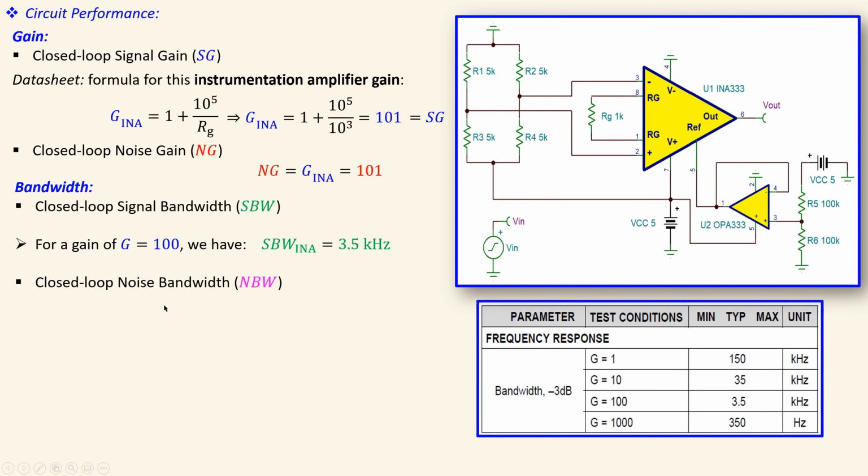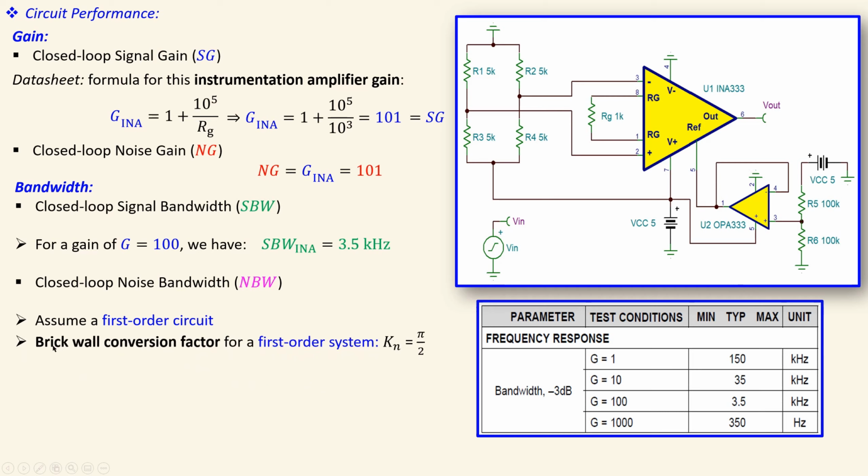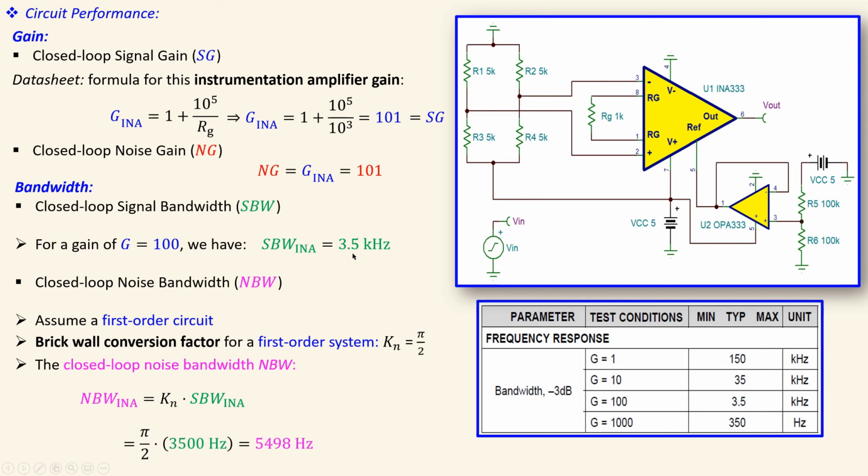The closed loop noise bandwidth will then be calculated by assuming that this circuit is only a first order circuit. This will be discussed later. Then we can use the Brickwall conversion factor for a first order system, which is pi over 2. The noise bandwidth is the conversion factor times the signal bandwidth. If you do the math, pi over 2 times 3.5 kilohertz, you get almost 5.5 kilohertz, so it is 5498 hertz. That is the noise bandwidth considering only the instrumentation amplifier.